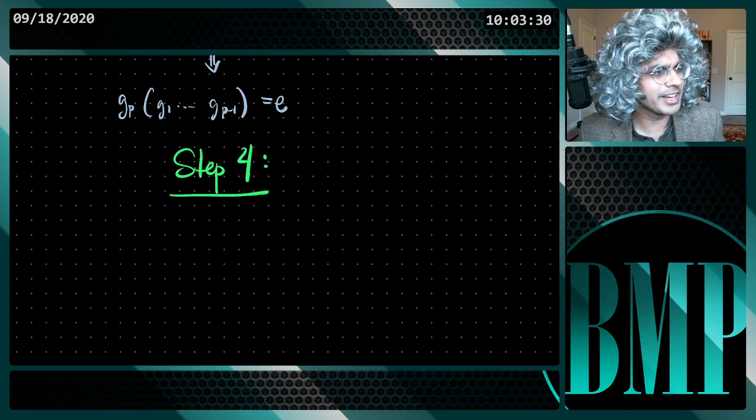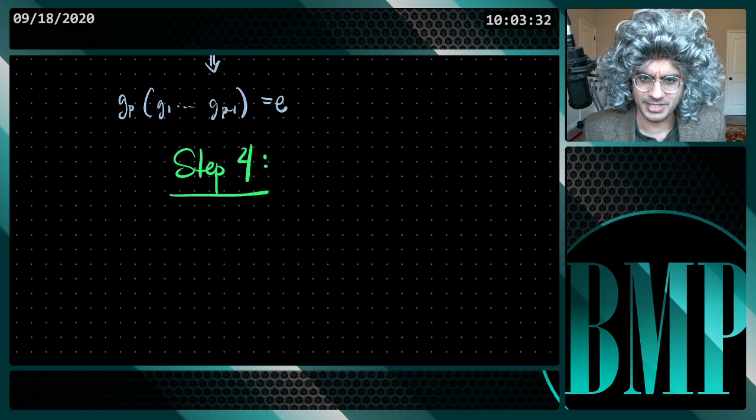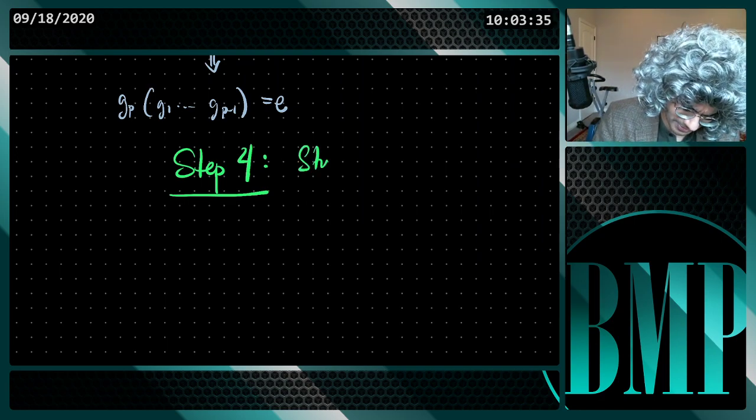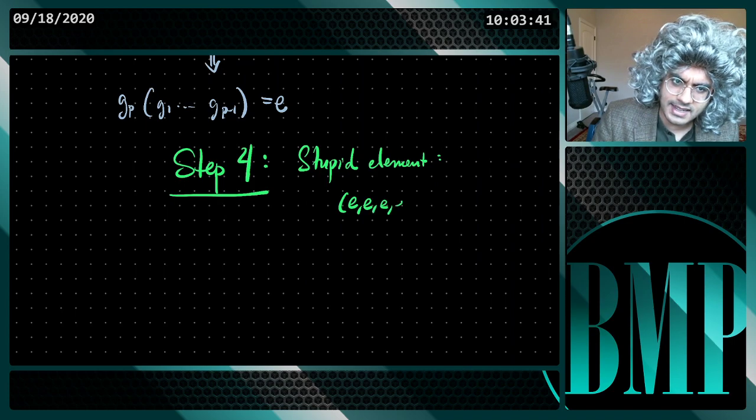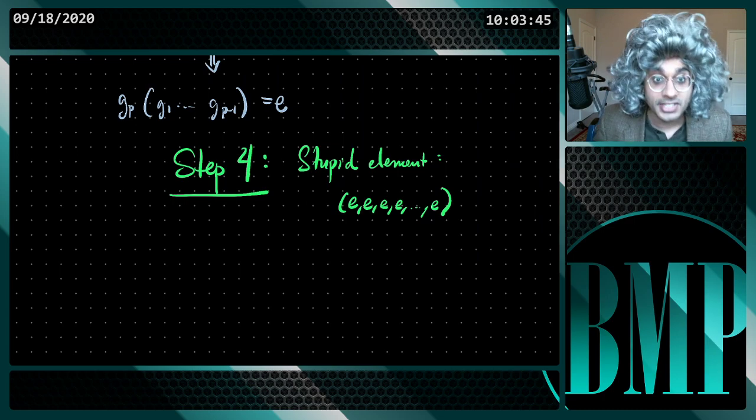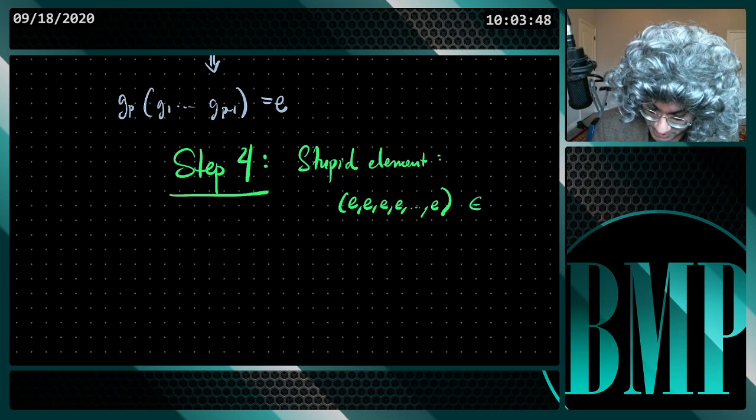Let's look at some really stupid elements in X. A stupid element: E, E, E, E, E, E, E. This is an element in X. I hope you understand that.